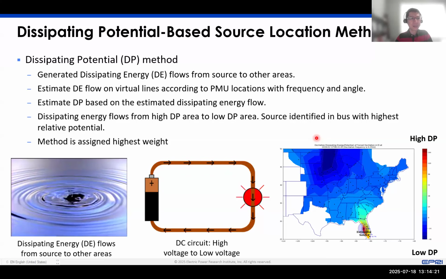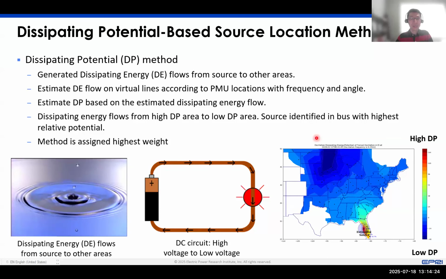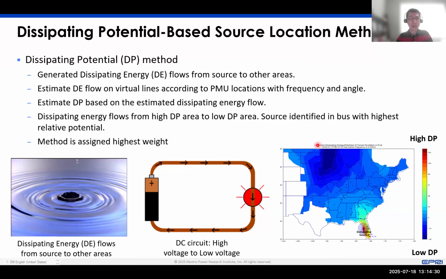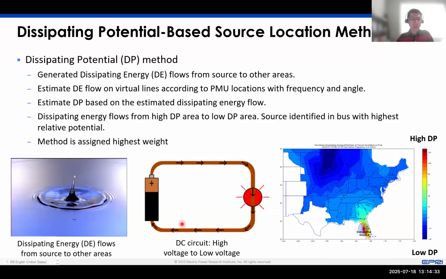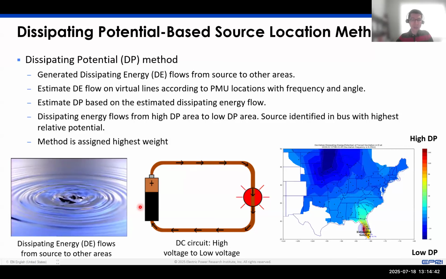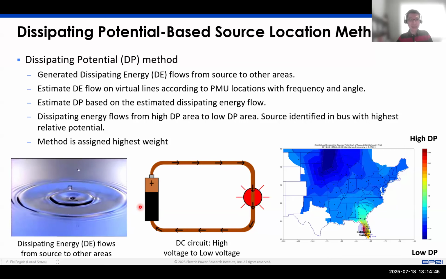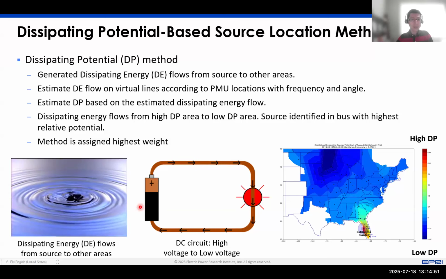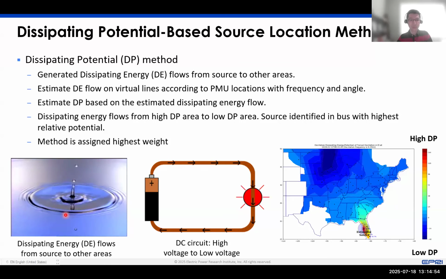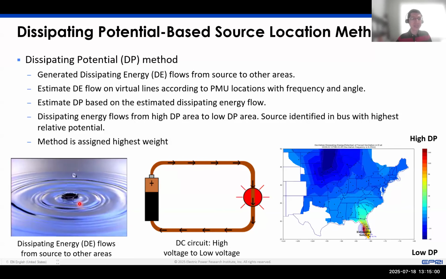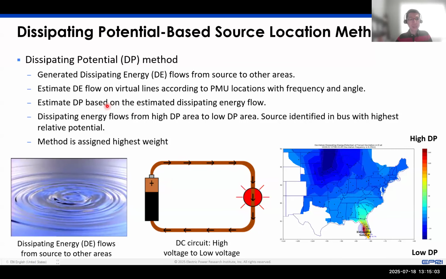So number one here is the dissipating potential. As we know, the dissipating energy flow is a very typical method used in industry practice for source location. Once we have a forced oscillation event in the real system, that means we have an external disturbance or source continuously perturbing the power grid. Then the oscillation can propagate to the entire grid, and the propagation of the oscillation will be very similar to the propagation of a waveform when you drop a water drop onto a lake or water surface.